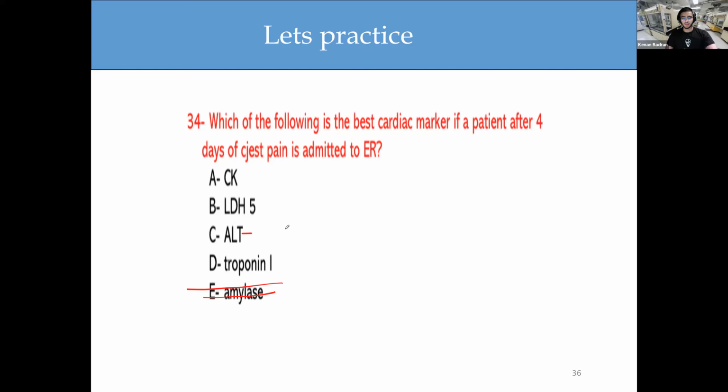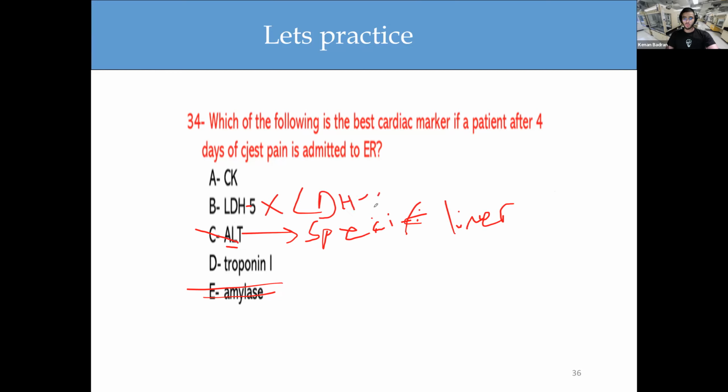ALT, right. ALT is only specific to what? Liver. Remember, liver. So we don't want this. LDH5. Was LDH5 the thing we observe when we want to see if it's an MI? No, it's not. It's LDH1, which is for the heart, and that's what we look for when it comes to the heart. So we remove B. We are left with CK and troponin I.